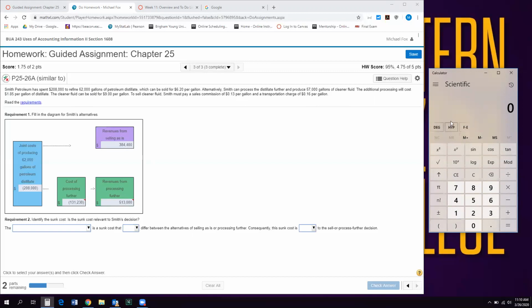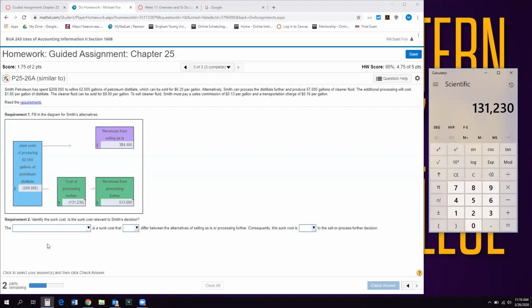So I'm going to take 62,000 times $1.85 plus 29 cents times 57,000. And that's going to be 131,230, which is what they get for their cost of processing further. So hopefully that didn't confuse you, but helped you understand the error of my ways.